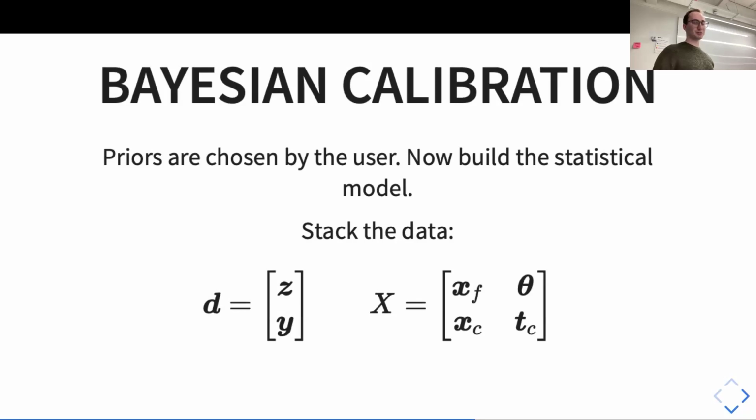So the priors have been chosen by the user. Suppose we've done that. We now need to build some sort of statistical model. We need to build the likelihood. So this might answer your question now, Max. This is how we're going to build up some sort of model.